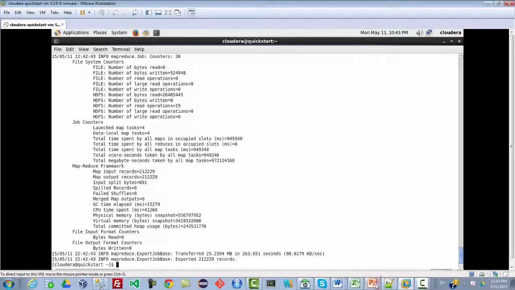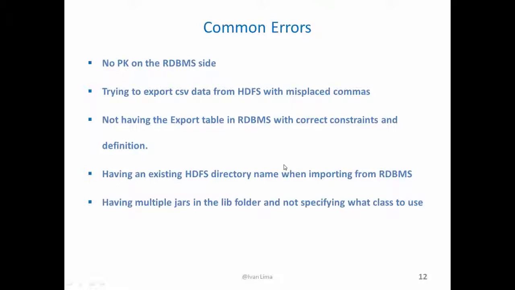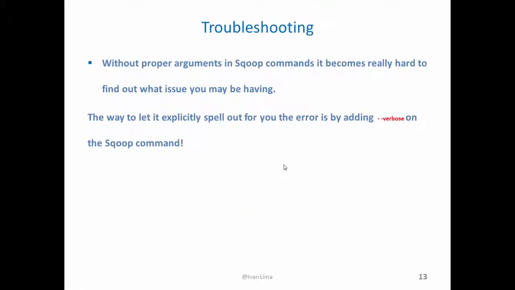So to finish, our time is already pretty tight here. Here are some of the common errors that I found during this process: no primary key, HDFS directory already there, multiple jars in the lib folder, trying to export CSV data from HDFS with misplaced commas. That's huge. And the way you really troubleshoot and find any of those mistakes is, on the command, if you start having mistakes, you should add this argument, double minus verbose, if I'm saying that right. It will start spelling out the mistake, or at least give you a better clue on where to find those mistakes and fix them.